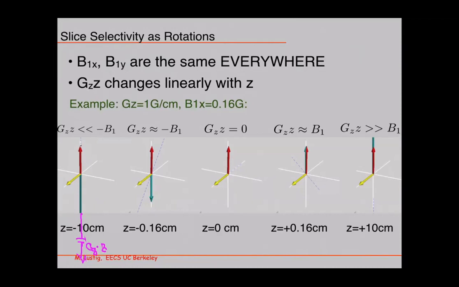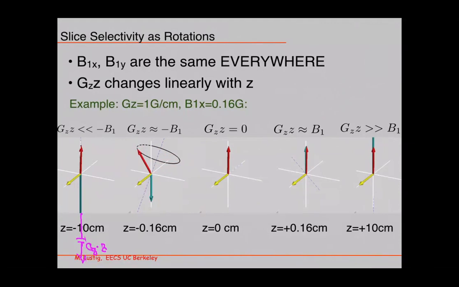Now, as we move closer to z equals zero, we get to the place where the magnitude of the applied B1 field and the applied gradient field are the same. In that case, the applied field is going to be at 45 degrees, and so our magnetization is going to precess around this. So there is going to be some excitation, though that excitation is going to be partial. It's not going to, for example, cross the z equals zero plane. So the excitation is going to be partial.